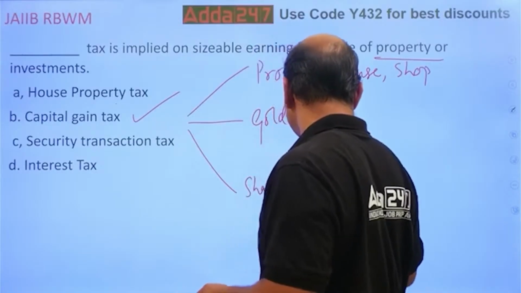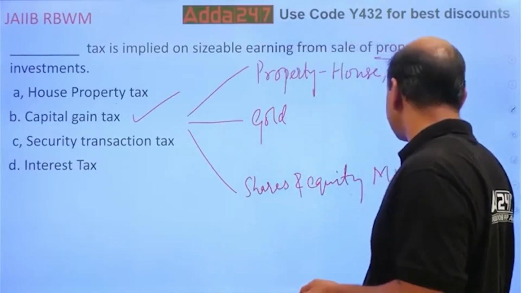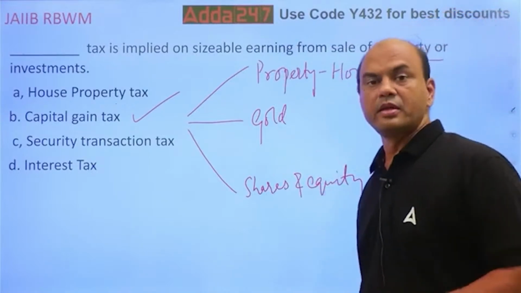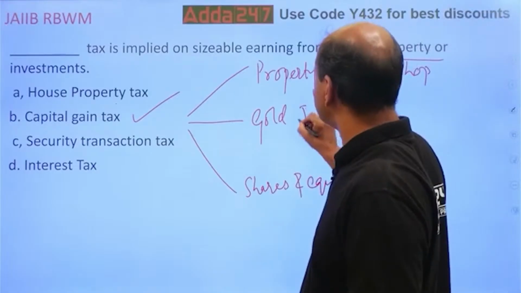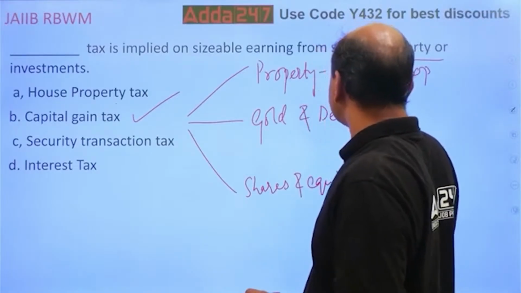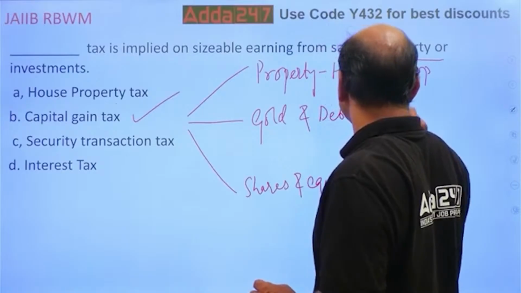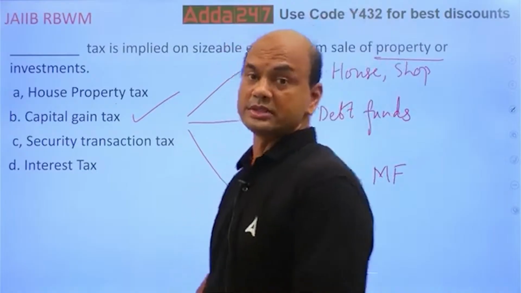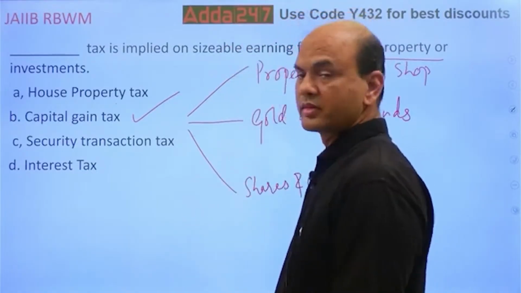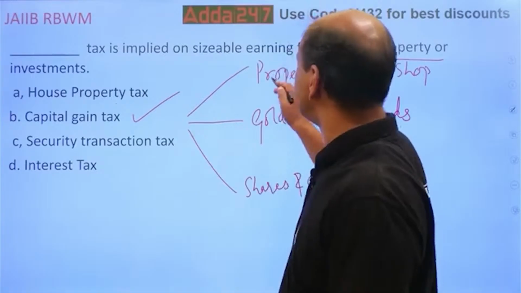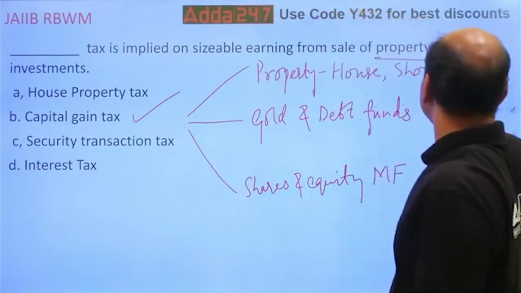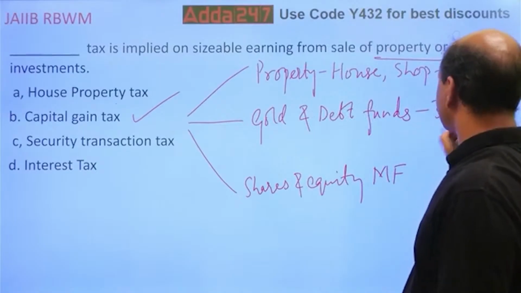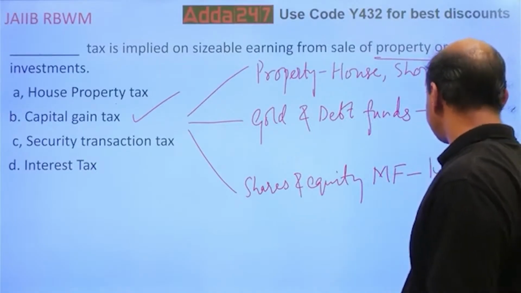The rules are different over here, all 3 are different. Gold and debt funds have the same rules. The rule is like this: for property it is 2 years, for gold it is 3 years, and for equity MF it is 1 year.